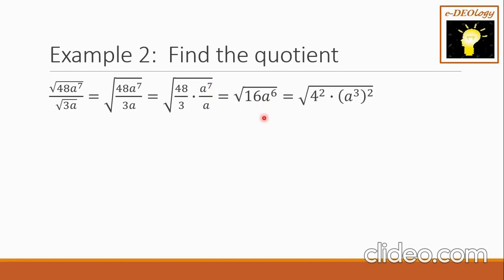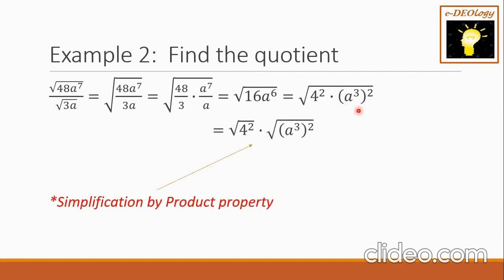The next is the 16. We're going to show that this is equal to 4 squared. And then for the a raised to 6, we're going to represent this by a value with power 2, and inside the grouping symbol is a cubed. Next, we're going to distribute the square root into each of the factors here. So you see we have now the square root of 4 squared times the square root of the square of this a cubed.